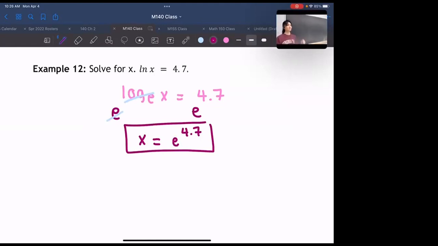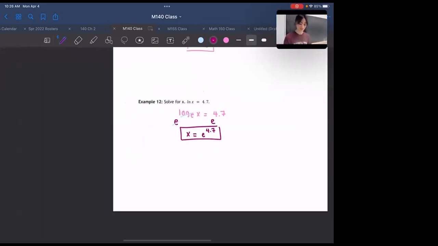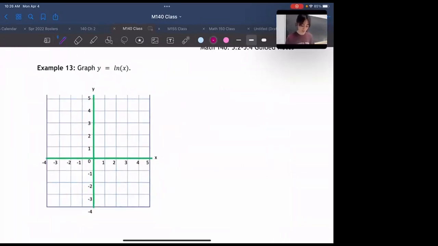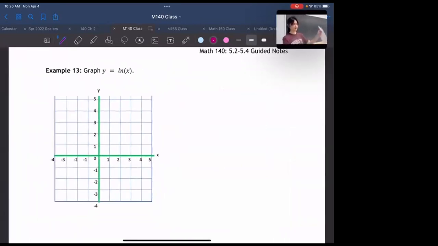Any questions on example 12? Do we feel comfortable with solving logarithmic equations? Nice. All right. So one last topic of this section. We're going to talk about how to graph logarithmic functions. We've done graphs of exponential functions, just like in our quiz. And the logarithmic functions are the inverse of exponential functions. So our graph is probably going to look very similar to this, but it's going to be some sort of reflection, right?